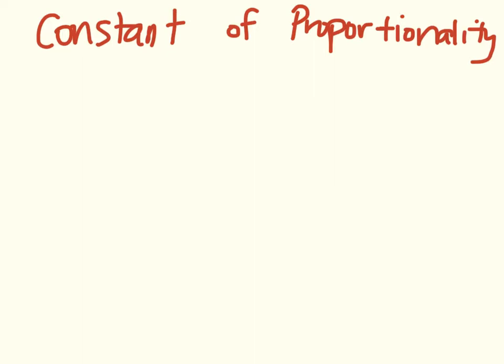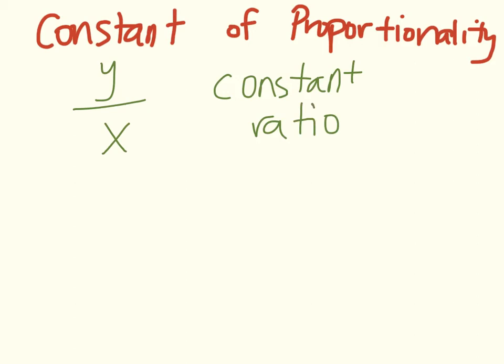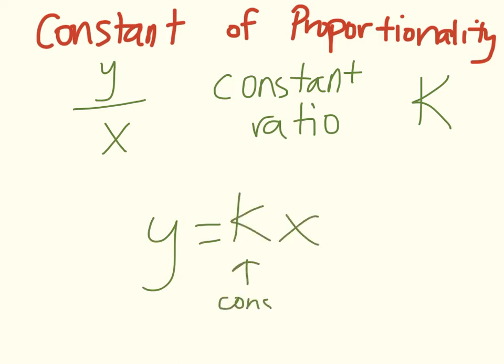When I talk about that constant of proportionality, I am looking at that value of y over x. That constant of proportionality is also the constant ratio. It obviously only occurs in a proportional relationship. The variable that's used for it is k. And when we write an equation to show the relationship between x and y, we use the equation y equals kx, and this constant of proportionality is how we find that value.